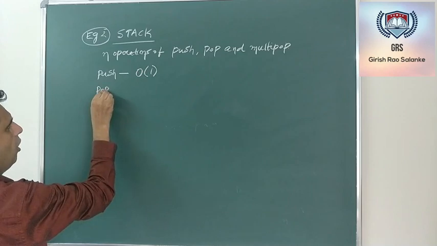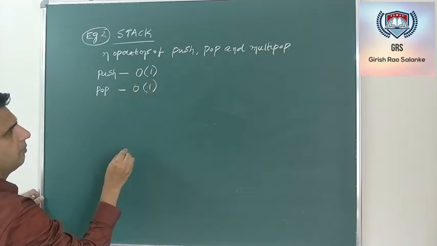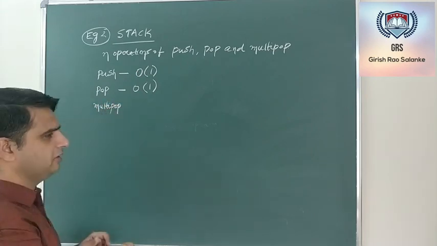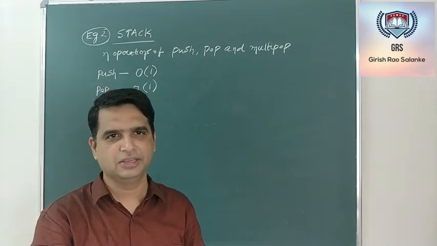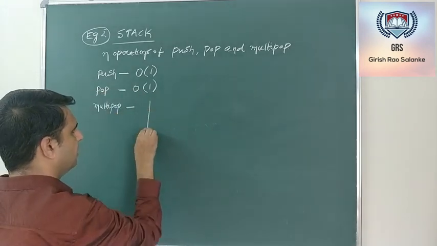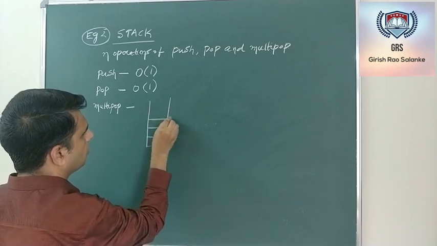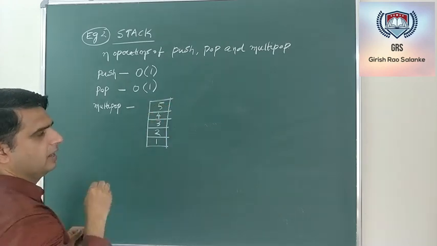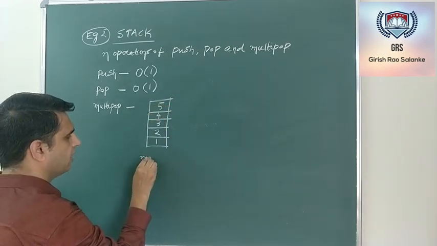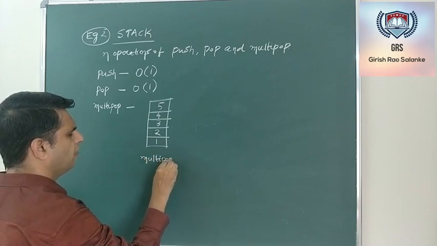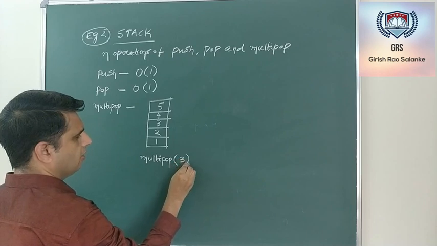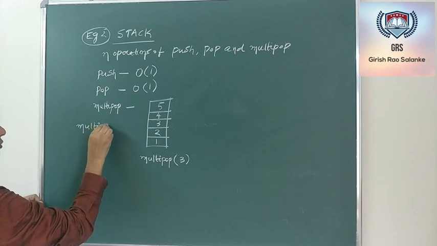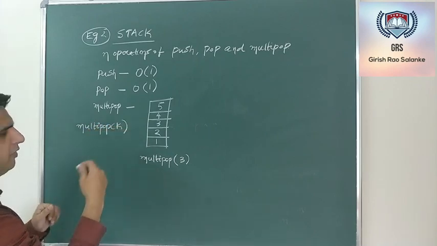Now, how much time pop takes? Pop also takes a constant time. Now, what is multi-pop? In case of multi-pop, it depends upon how many elements we are popping from the stack. Say for example, let me consider that this is my stack of size 5 and there are 5 elements on my stack. Now in this stack, if I perform multi-pop of 3, let me write, this function we generalize as multi-pop of k, where k is the number of elements to be popped.